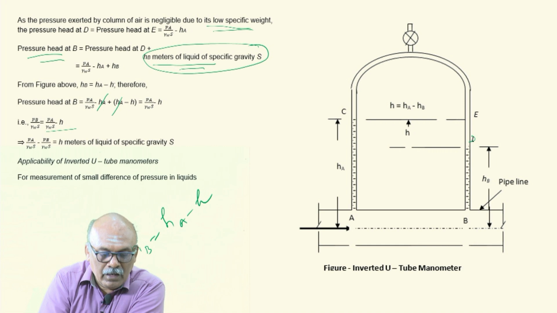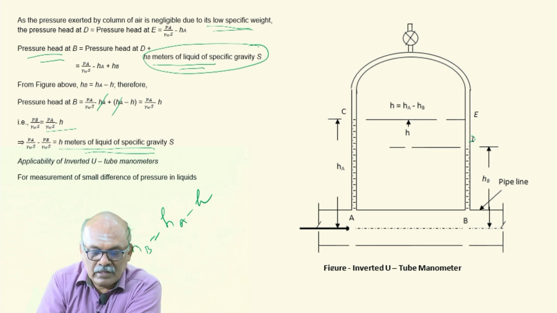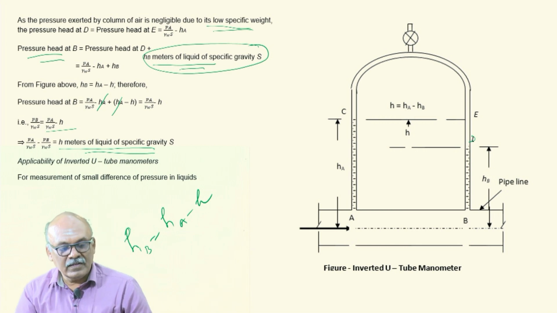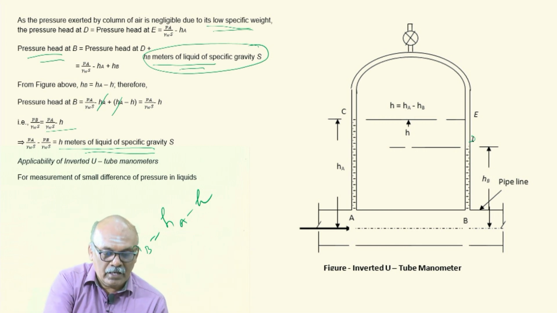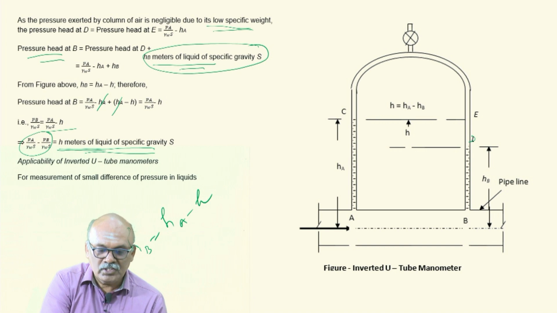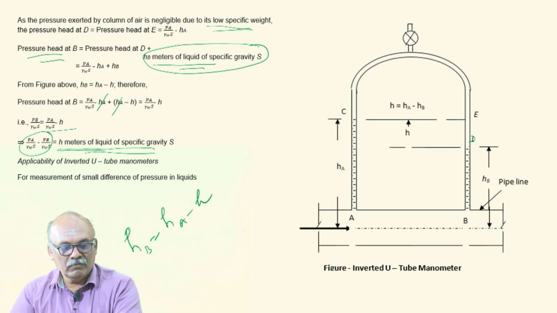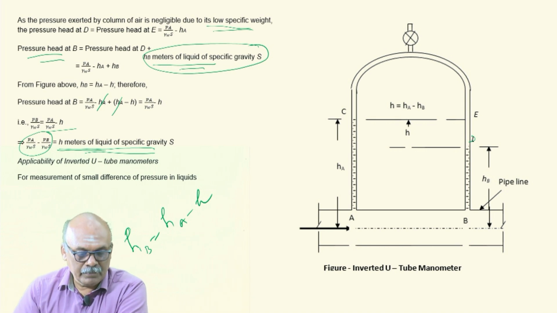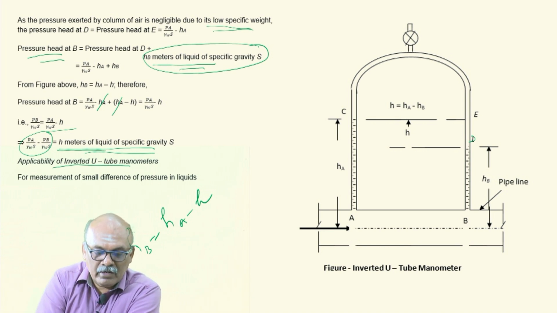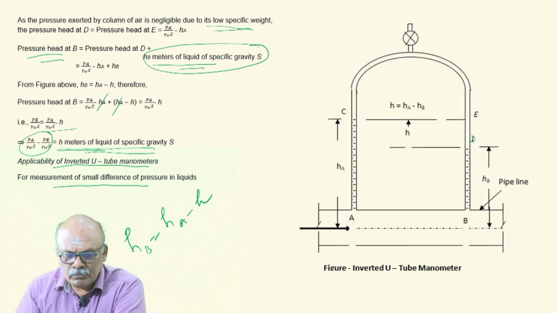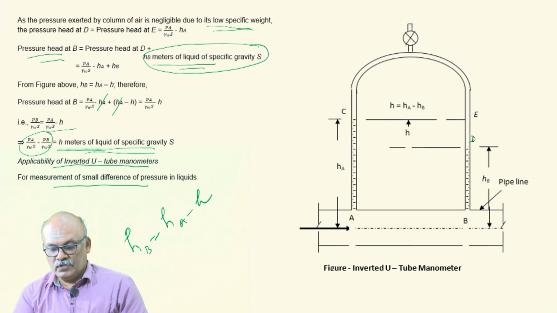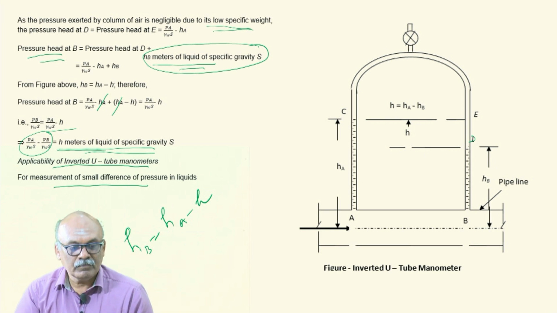So, PA by gamma WS minus PB by gamma WS is equal to H meters of liquid of specific gravity S. So, the difference in pressure head between the gauge points A and B is nothing but H meters of liquid of specific gravity S, which you can directly observe from the manometer deflection. What about the applicability of inverted U-tube manometers? They are used for measurement of small differences of pressures of liquids.